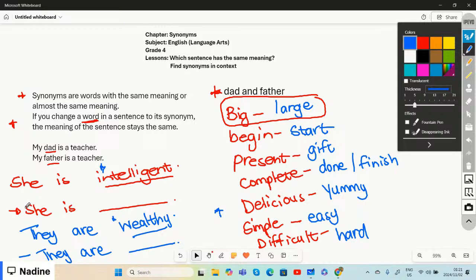Yes, so we can say she is intelligent. And if we basically replace that word with the synonym, we can say she is smart. So can you see the sentence basically still stays the same? It's just that we change the word to its synonym. So we say that she is intelligent is the same as saying she is smart. The sentence stays the same. We only change the word to its synonym. So well done.